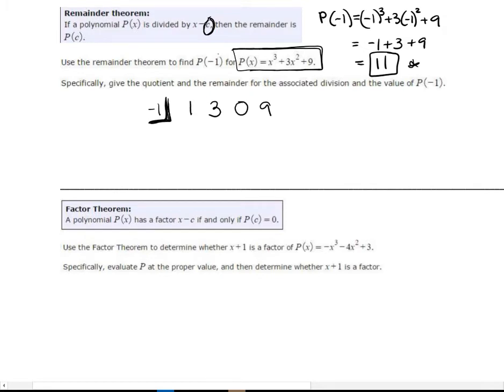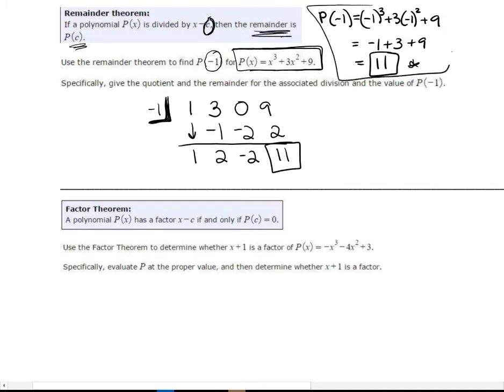We're going to take whatever your c is, and that's going to be in our little box. So now, use synthetic division, bring down the 1, multiply by negative 1, combined terms is 2, times negative 1 is negative 2, multiply is positive 2, and combined terms is 11. So notice that the remainder is p at c, and we got the same thing that we would have gotten if we just plugged in negative 1 into the function.